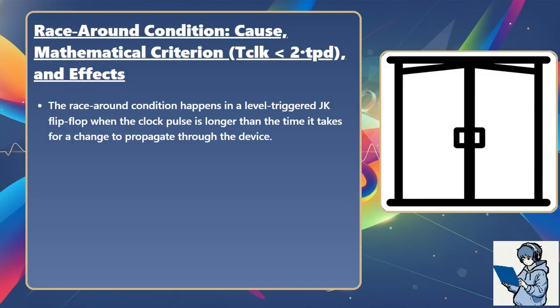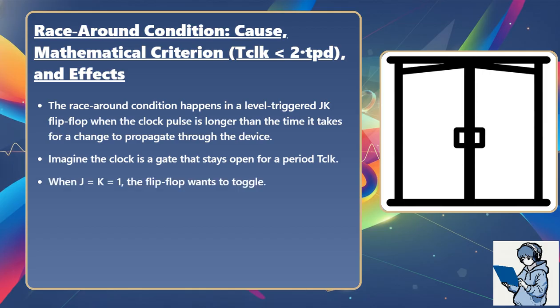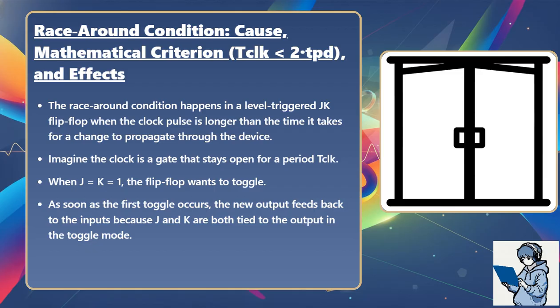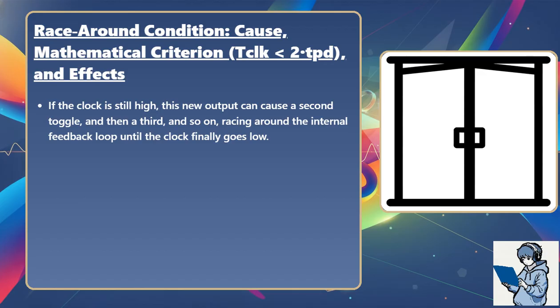The race around condition happens in a level-triggered JK flip-flop when the clock pulse is longer than the time it takes for a change to propagate through the device. Imagine the clock as a gate that stays open for a period T_CLK. When J equals K equals 1, the flip-flop wants to toggle. As soon as the first toggle occurs, the new output feeds back to the inputs because J and K are both tied to the output in the toggle mode. If the clock is still high, this new output can cause a second toggle and then a third and so on, racing around the internal feedback loop until the clock finally goes low.